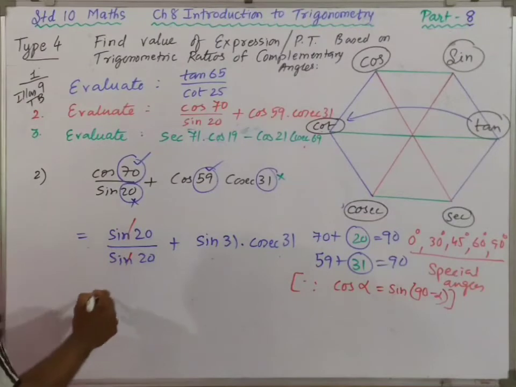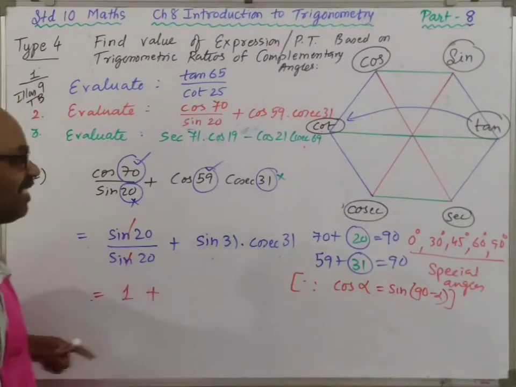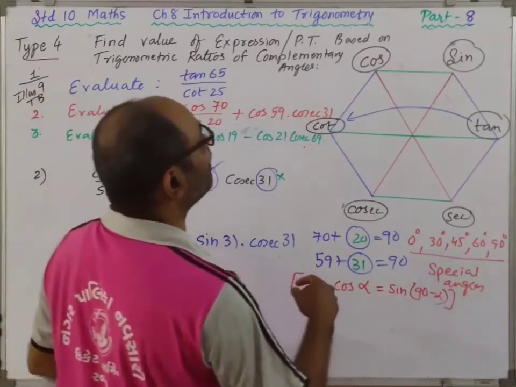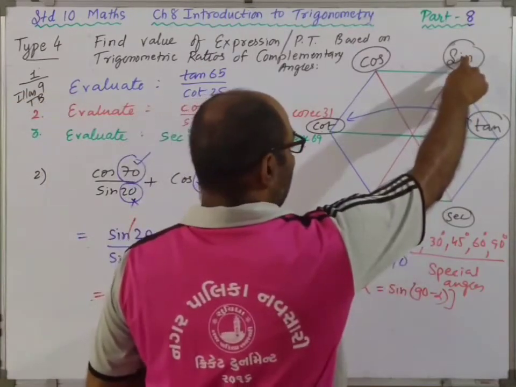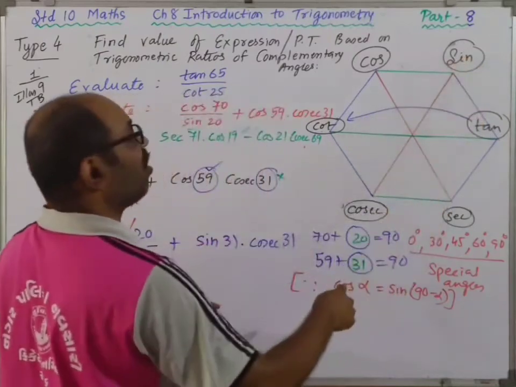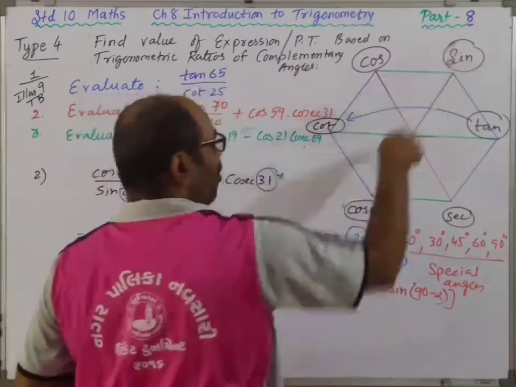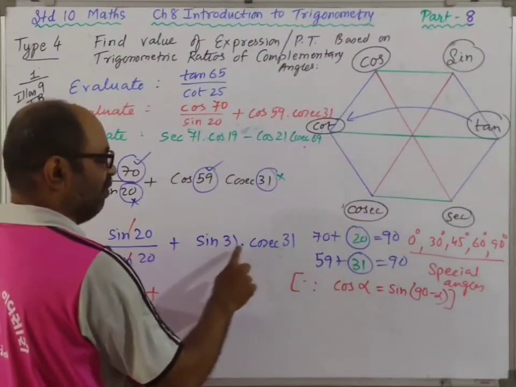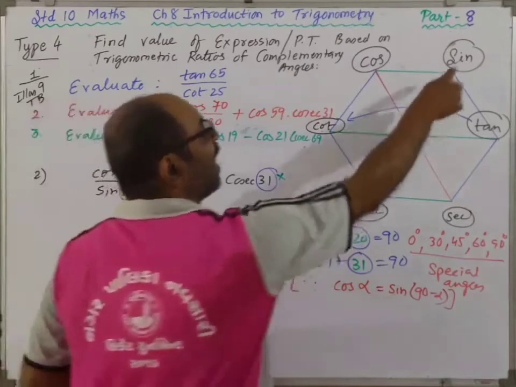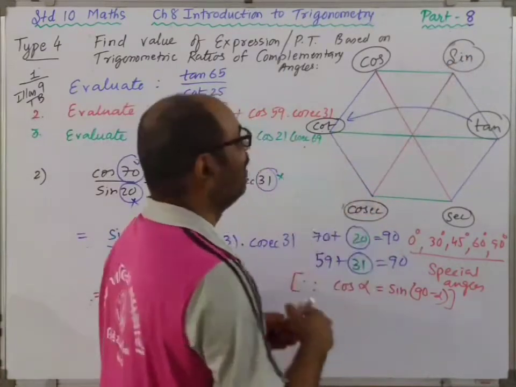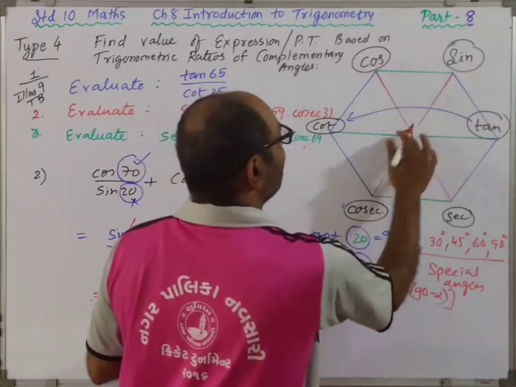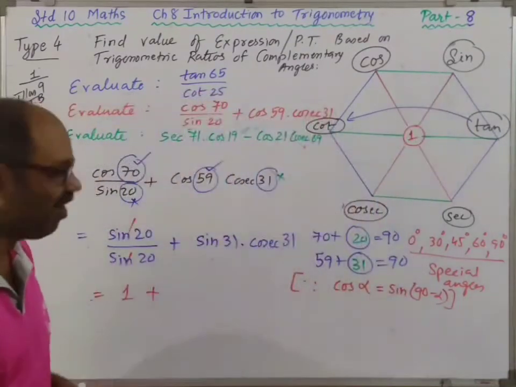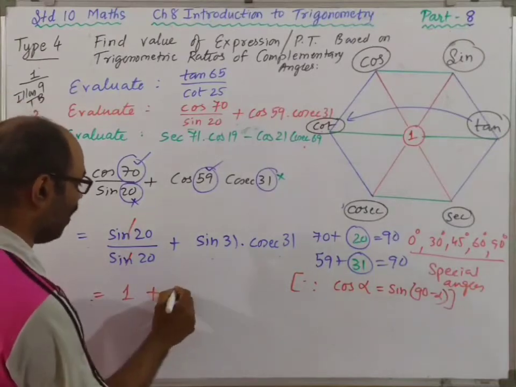Now this cancels, so that is 1 plus. Children, sine into cosec. Where is sine? Here. Sine and cosec, they are reciprocal of each other. Look. Sine into cosec. Theta is the same, 31. Sine theta into cosec theta is 1. If you remember, there is 1 here. Sine theta into cosec theta is 1. Alright. So I'll write here 1.